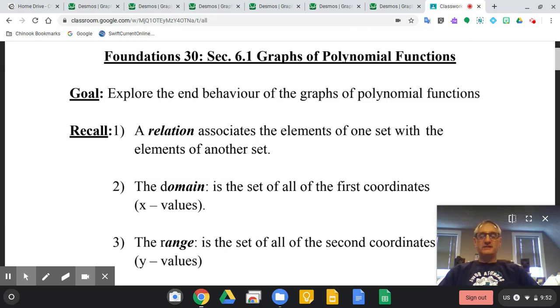This is Foundations 30, and when we left off this course, we were towards the end of Chapter 5. I'm going to leave Chapter 5 as it is. I'm going to skip ahead to Chapter 6. That's where we're going to start our next set of lessons, and that's going to start with Section 6.1, the graphs of polynomial functions.